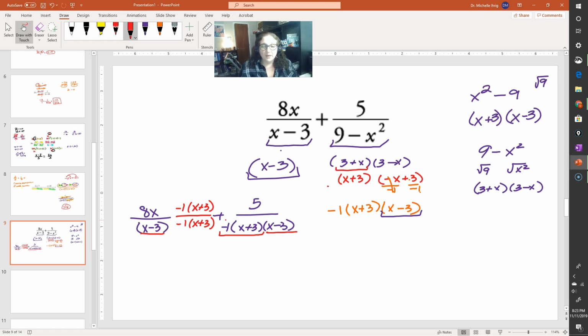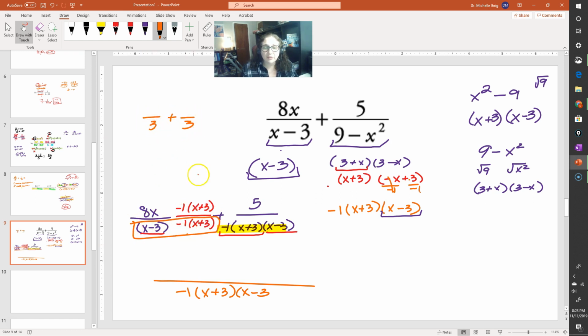That's what this is. So now I can combine and be like, now I have all the same denominator. So my denominator is going to be negative 1 times x plus 3 times x minus 3. And I got that from multiplying all this together. And now I have the same denominators, like if I was doing 3 and 3, just combine them up. Now I got to do my numerator. My numerator says, okay, take 8x, multiply it by negative 1, multiply it by x plus 3. And then all of that is plus 5. So now I just got to do the math.